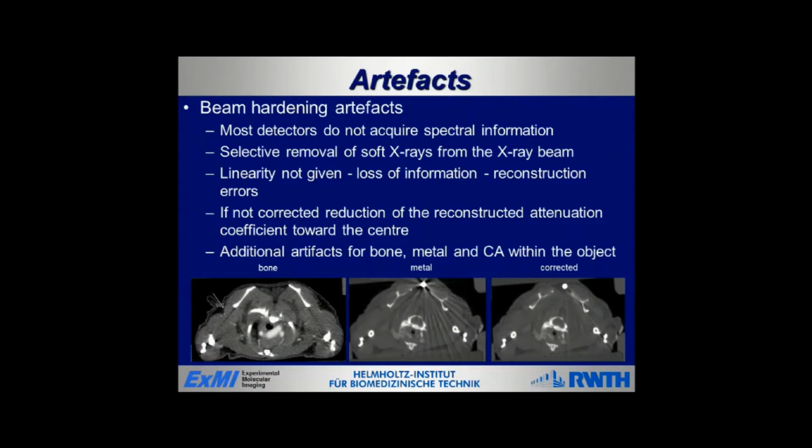If you apply an X-ray beam on an animal or on a water phantom, you have a selective removal of the lower energy photons, the soft X-rays, from the X-ray beam. And this leads to the fact that the linearity that is assumed for reconstruction is not given anymore, so you have a loss of information, and this leads to reconstruction errors. If it's not corrected, the reconstructed attenuation coefficient decreases towards the center of the object.